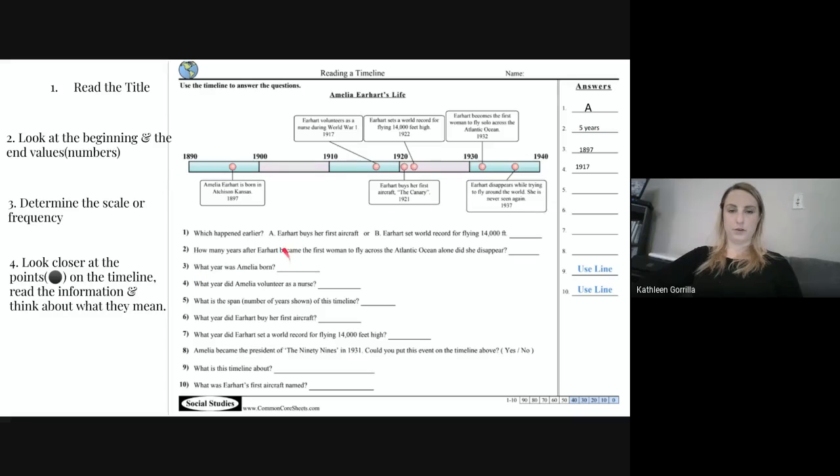What year was she born? Here's my dot, 1897. Type it in, 1897. And I'll do one more. What year was she a volunteer as a nurse? So find the box. Earhart volunteered as a nurse during World War I in 1917. So I just wrote 1917. So your answers can look a lot of different ways. You might be writing years. You might be writing some other information, some numbers, some letters. So pay close attention to your questions for what your answers should look like.